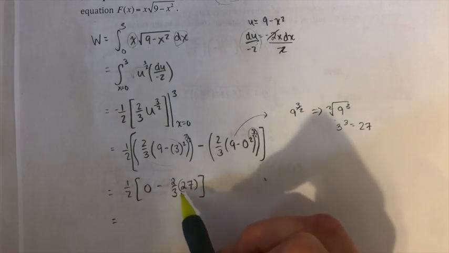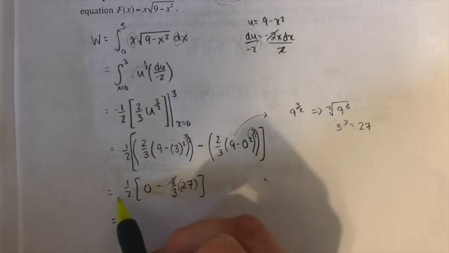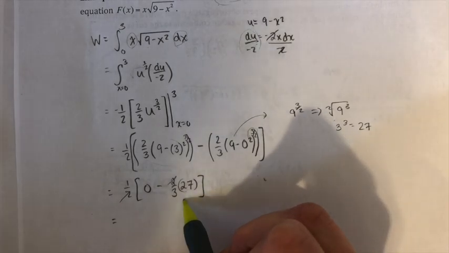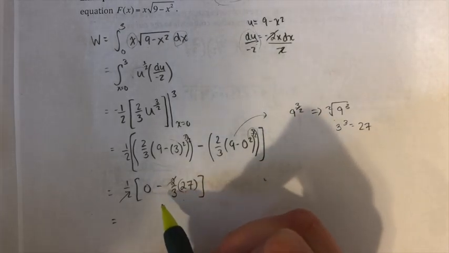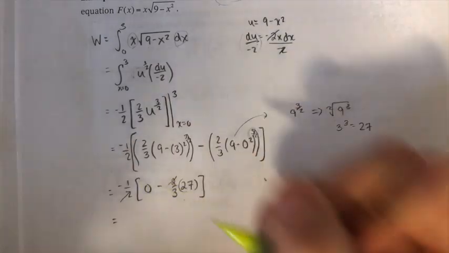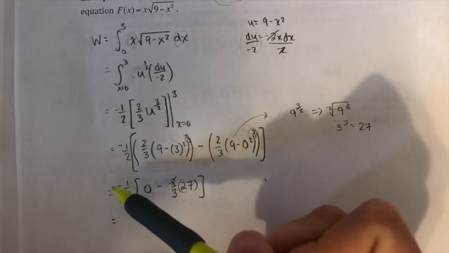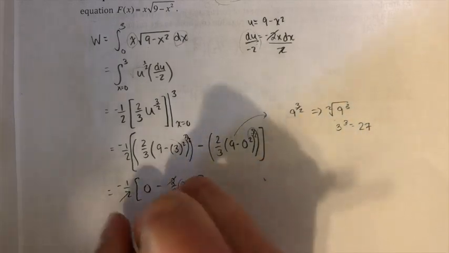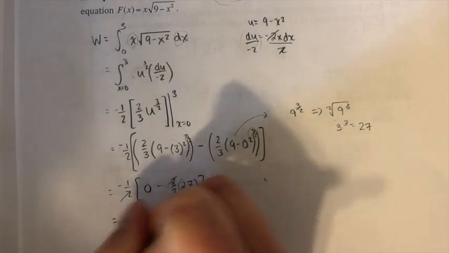Okay, so the 2's are going to cancel, and so then we've got 27 divided by 3. Oh, I dropped the negative out in front here. Sorry, guys. So then we have a negative, so that turns it into a positive. 27 divided by 3 is 9 joules.